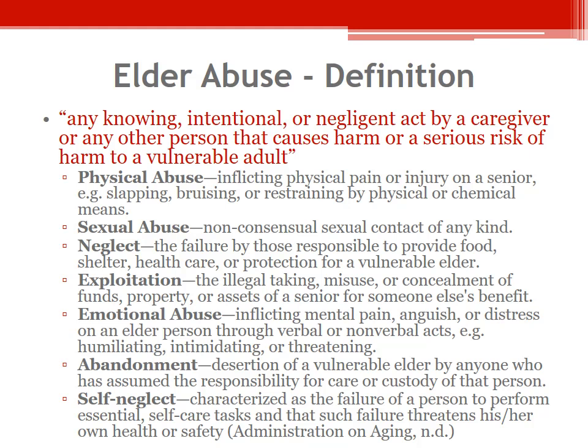The U.S. Administration on Aging defines elder abuse as any knowing, intentional, or negligent act by a caregiver or any other person that causes harm or a serious risk of harm to a vulnerable adult. Elder abuse can take many forms, such as physical abuse, where you inflict physical pain or injury through slapping, bruising, or restraining by physical or chemical means. It can include sexual abuse, which is any non-consensual sexual contact of any kind.